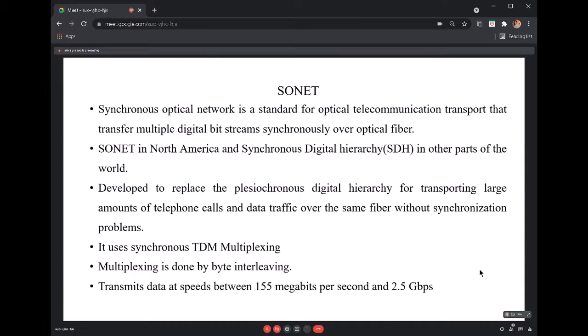Next topic is SONET. So what is this SONET? Any one of you have given this presentation also, I feel. Okay.